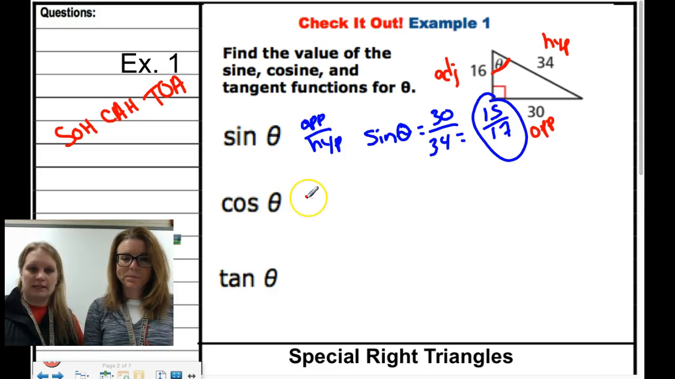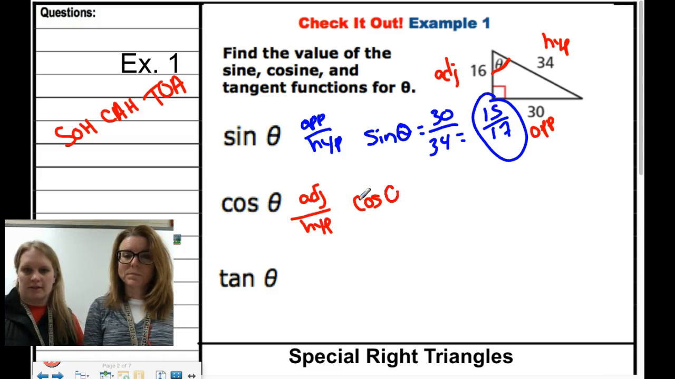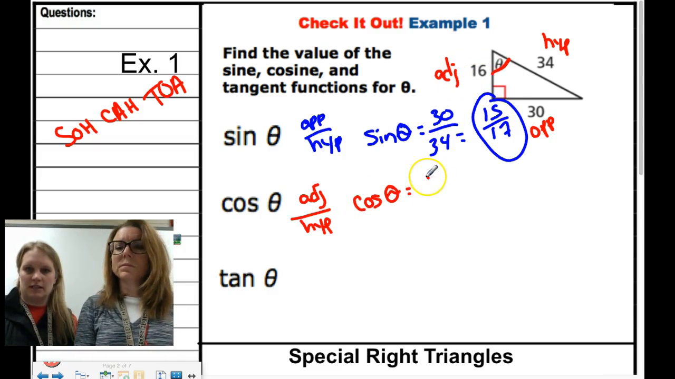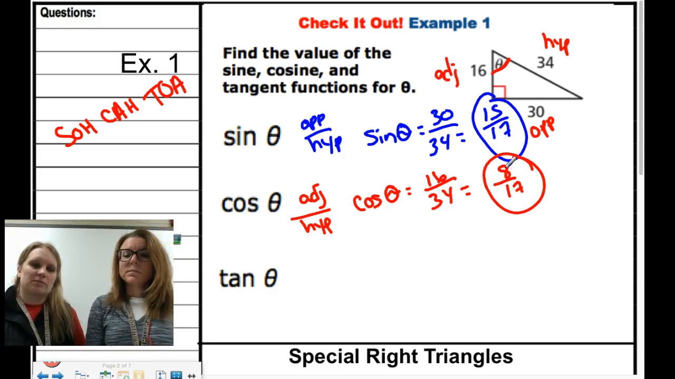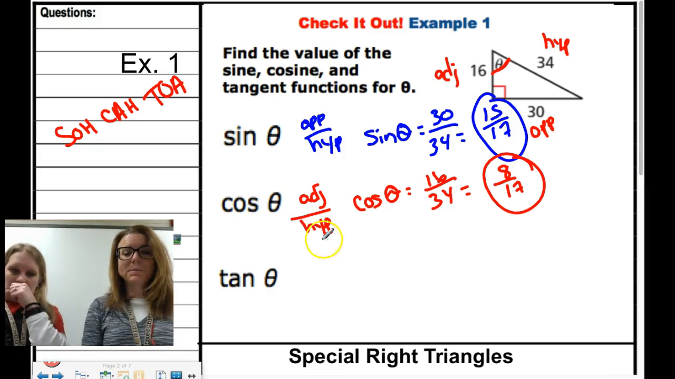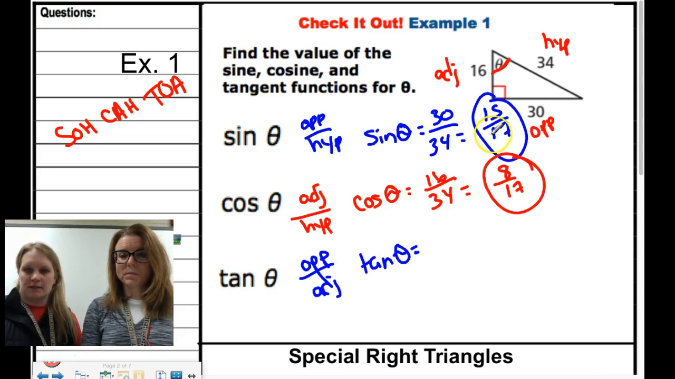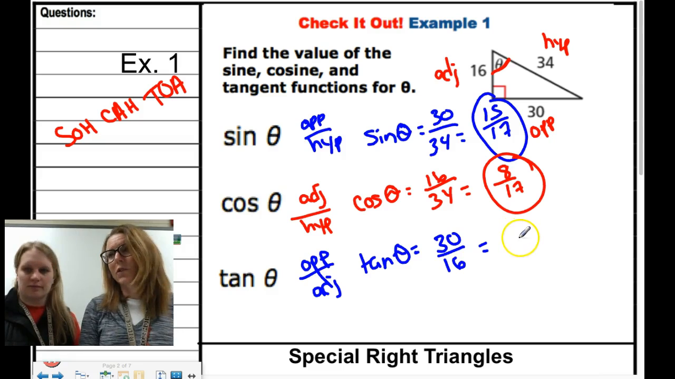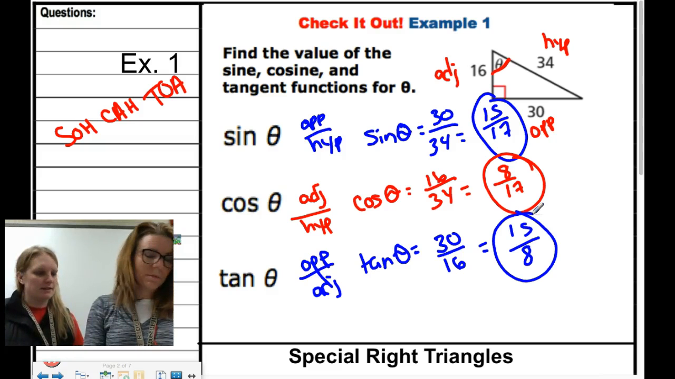Cosine. Cosine's adjacent over hypotenuse. So we have cosine of theta is adjacent, 16, over hypotenuse, which is 34. That reduces to 8/17. So really you're just plugging in the numbers for each spot. And tangent: opposite over adjacent. So we have tan of theta, our opposite number is 30 and our adjacent is 16, and that reduces to 15/8. Don't change it to a mixed fraction, just leave it improper.